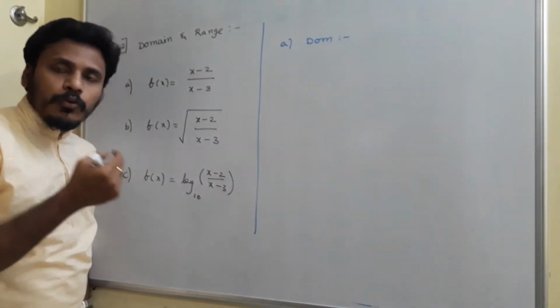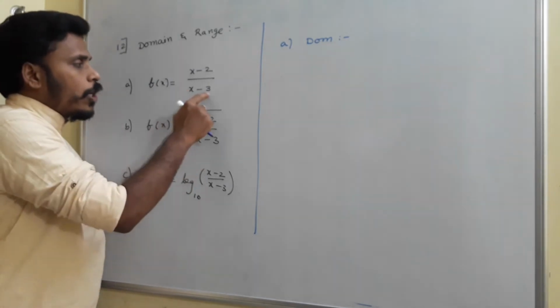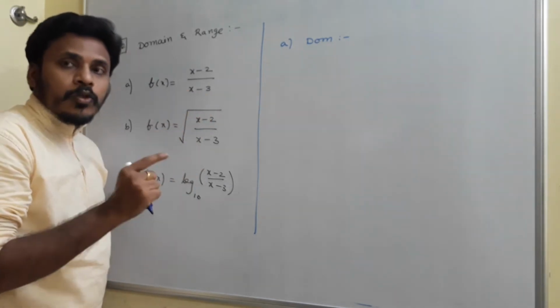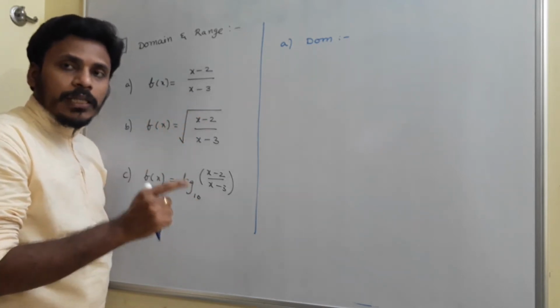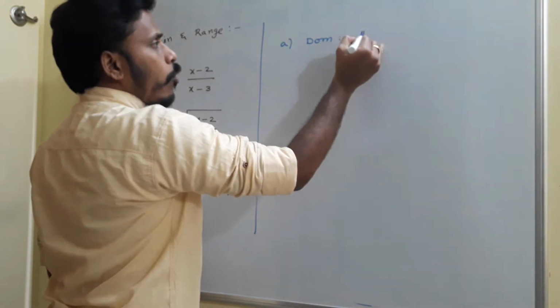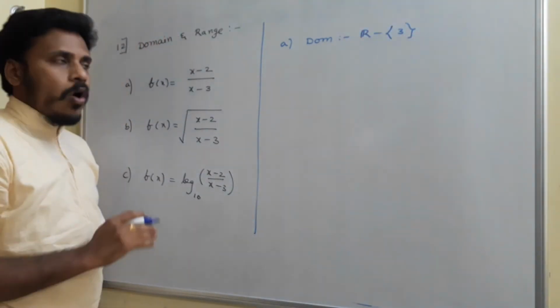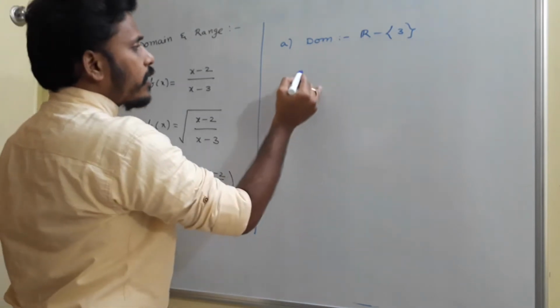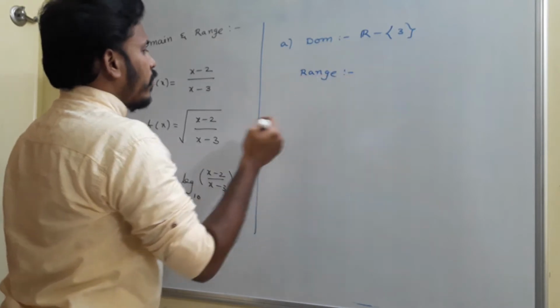Okay, first of all, for part a, if you are thinking about the domain, we need to remove the values whenever the denominator becomes 0. Here the denominator is x - 3, so at x = 3 it will become 0. So you need to remove 3 from the real numbers. So the domain is all real values minus 3.